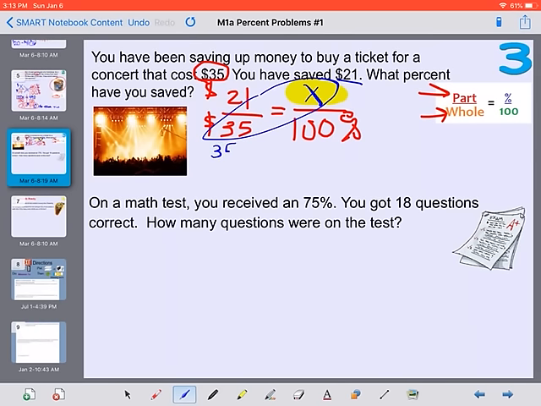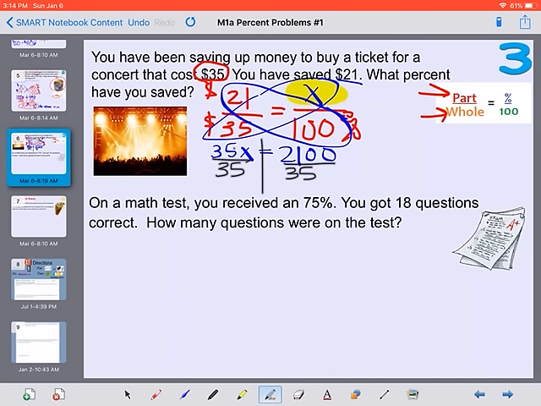35 times x is 35x. 100 times 21, or 21 times 100. You're really just adding your two zeros. And then solve the rest. The opposite of multiplying is divide. So divide by 35. So 2100 divided by 35. When I plug that in my calculator, it gives me a nice 60.